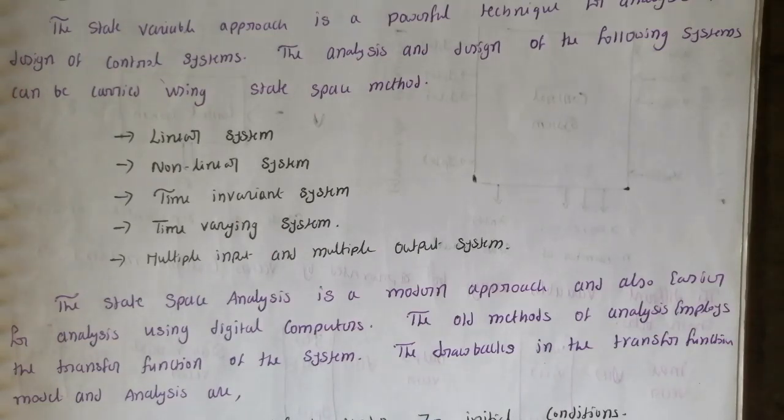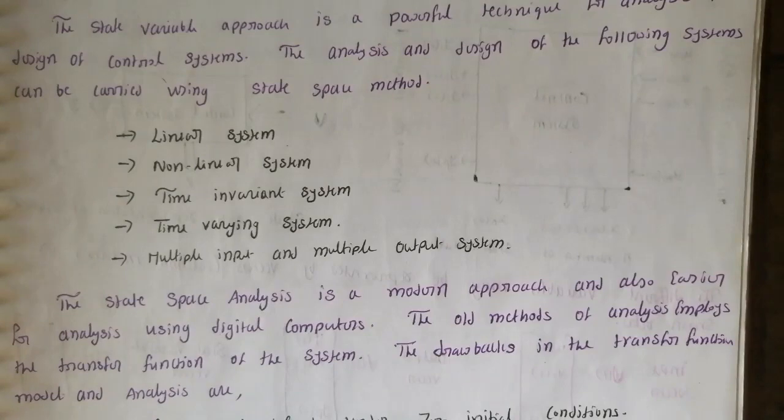Let me explain the difference between the transfer function and state space analysis. The transfer function is defined as the Laplace transform of output divided by the Laplace transform of input, at zero initial conditions. This is the representation of the transfer function. The transfer function is applicable to single input and single output only. That's why it is an old method, and the advanced method is state space analysis.